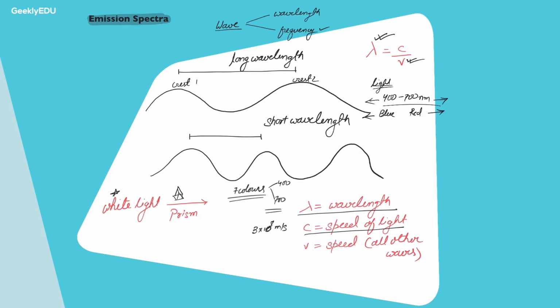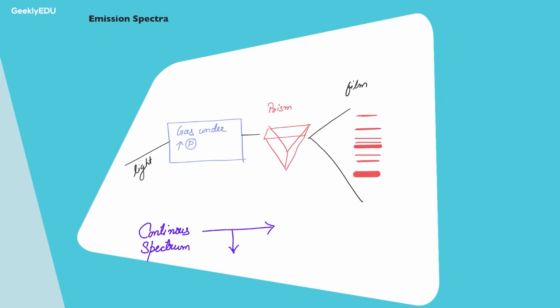Now, why are we talking about all of this? That will be understood once we talk about what happens when we push the light that we know of into a gas chamber which is under very high pressure. So we put down electrodes here and we look for changes that happen to the light.